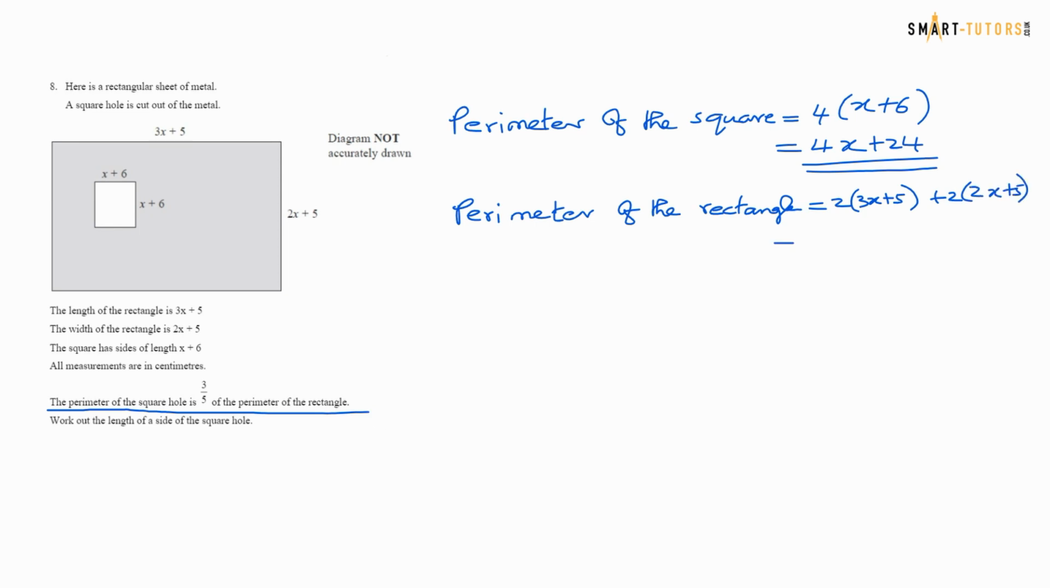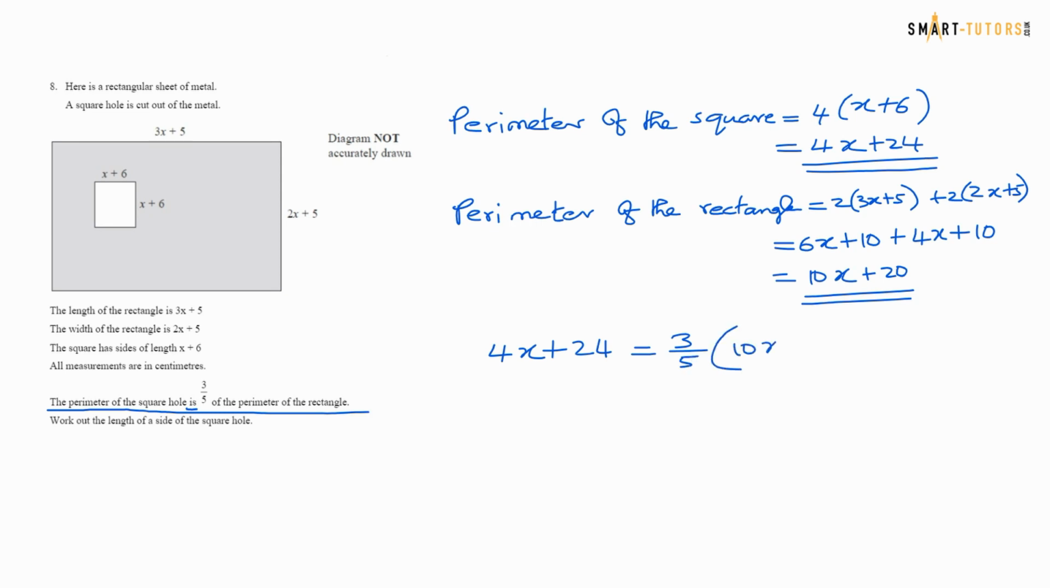So we're going to expand the brackets. 6x plus 10 plus 4x plus 10. So 10x plus 20. So that is the perimeter of the rectangle. So connect the rectangle's perimeter with the relationship given. First they said the perimeter of the square, so 4x plus 24 equals 3/5 of 10x plus 20, which is the perimeter of the rectangle.